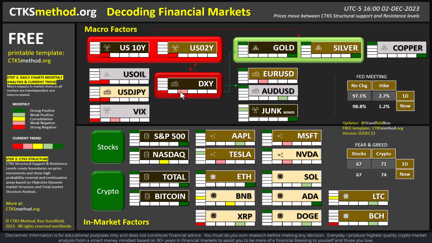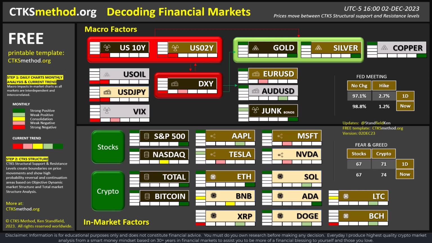It's starting to get less negative, but what we've seen just recently is the percentage probability of a rate hike just literally halved in the past 24 hours. It was 2.7% one day ago. It's 1.2% today, and that has caused total crypto market cap and Bitcoin to both rally.